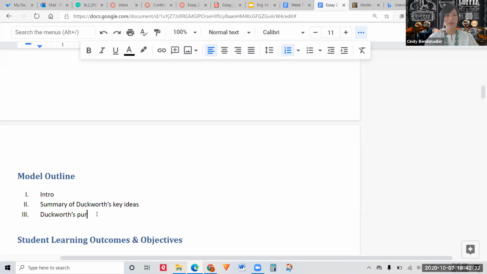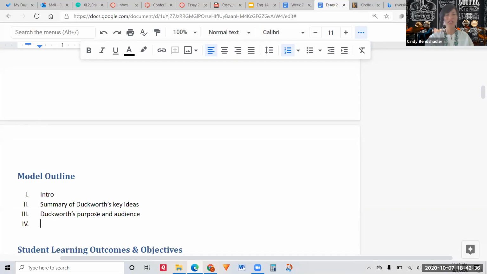purpose and audience, right? Because we're not just going to say, hey, her audience is young people. We need to prove it, right? We need to add evidence for why we think her audience is young people. So that's already 3 paragraphs in. We're already a page and a half in, and we haven't gotten into the rhetorical appeals.